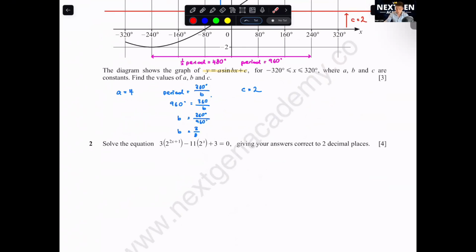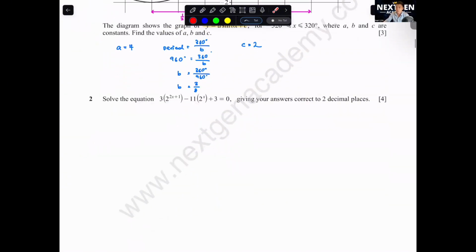Solve the equation. 3 bracket 2 to the power of 2x plus 1 minus 11 bracket 2 to the power of x plus 3 equals to 0, giving your answer correct to 3 decimal place. All right, we need to simplify this equation first. Whenever you see this, you should know by now that this is some sort of quadratic equation. Okay, got something common, 2 to the power x, 2 to the power x. So, how do we simplify this?